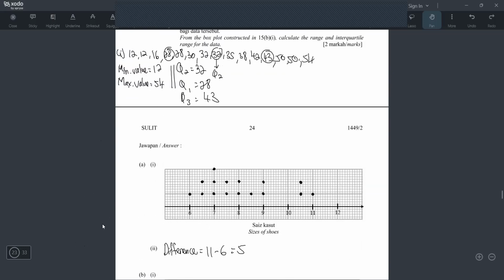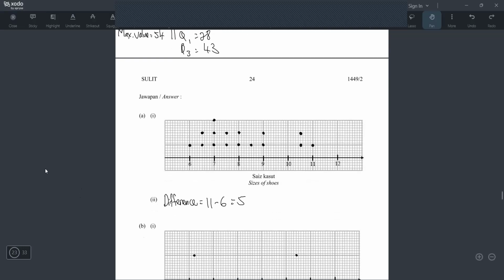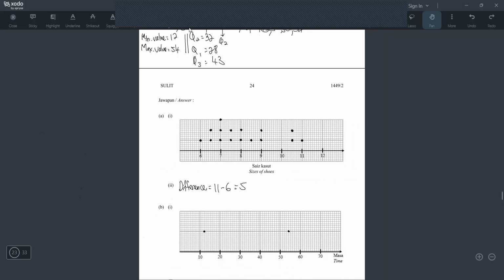Okay, minimum value 12, maximum value 54. Put dot. Minimum value 12, so 11, 12, put a dot. Itu minimum value. Maximum value 54 pun letak dot. So 1, 2, 3, 4 letak dot. Okay, is there any way I can kecilkan so that it's easy to... Okay, like that, then easy already. Okay, so 12 and 54 put dot. So sudah siap. Okay, what about Q1, Q2, Q3?